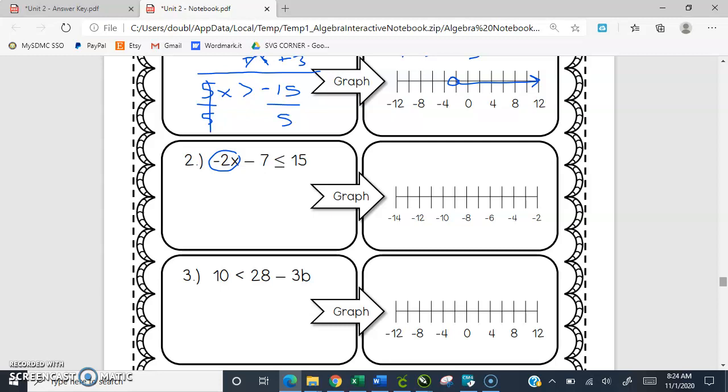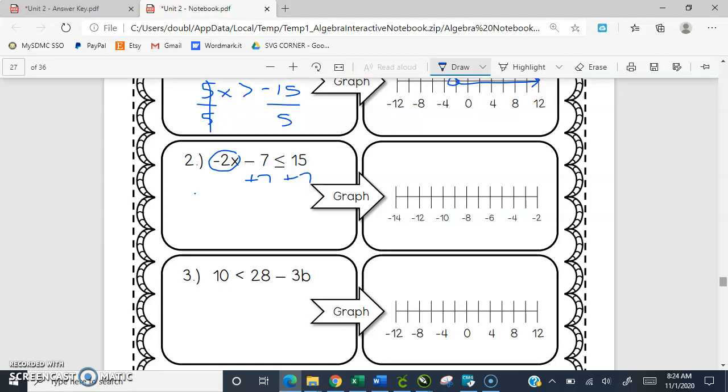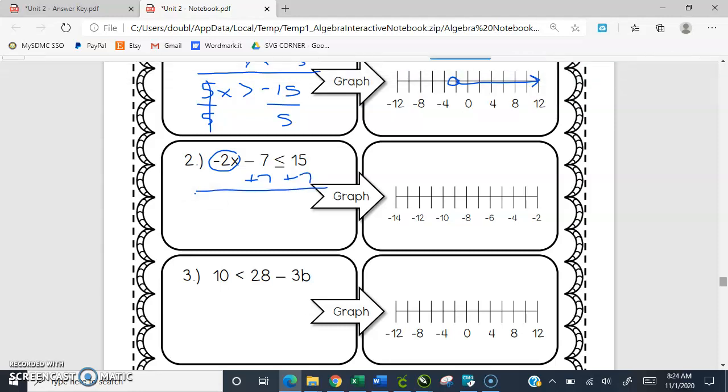We have to get negative 2x by itself. So we want to add the inverse of minus 7, which is plus 7. So we want to add 7 to both sides. These 7s cancel out, leaving me with negative 2x is less than or equal to 15 plus 7, which is 22.